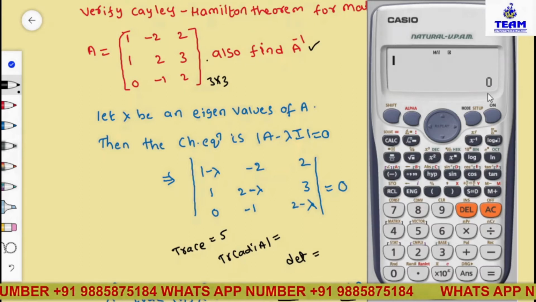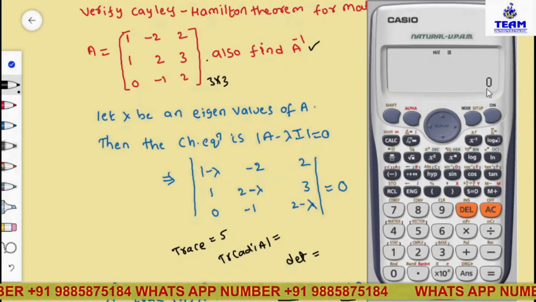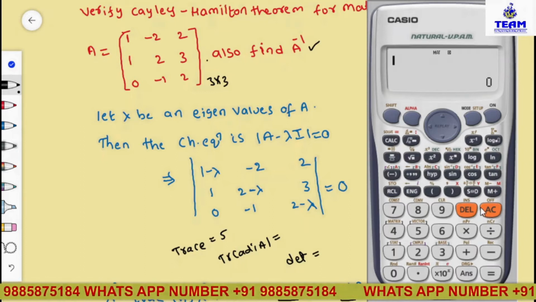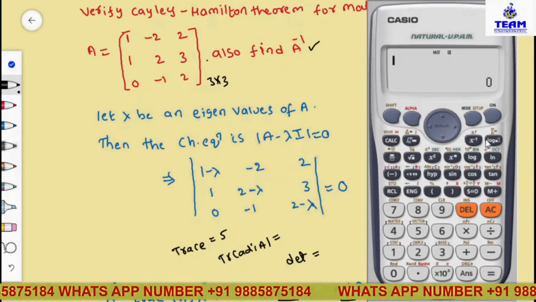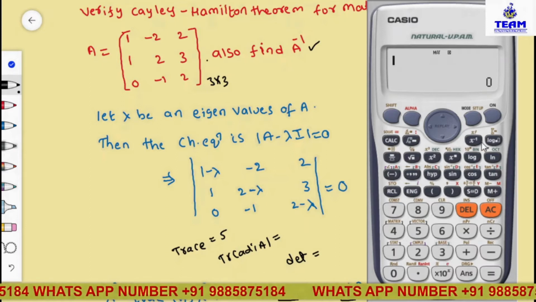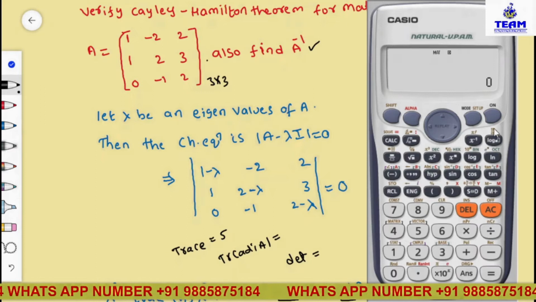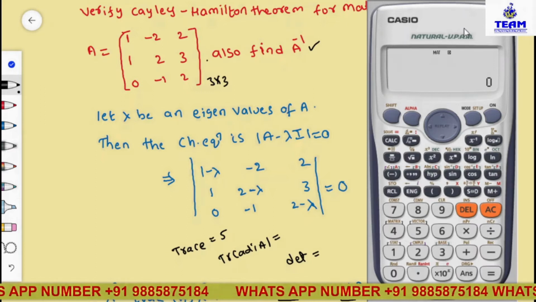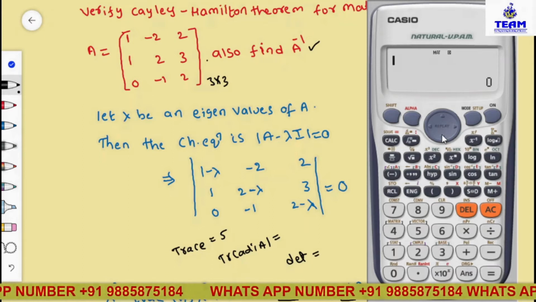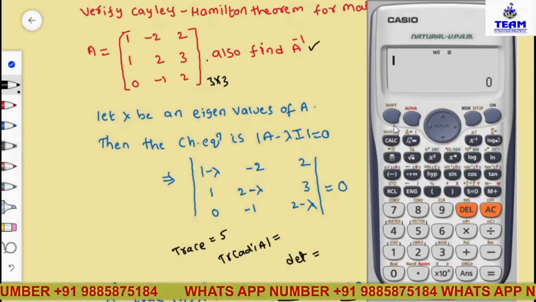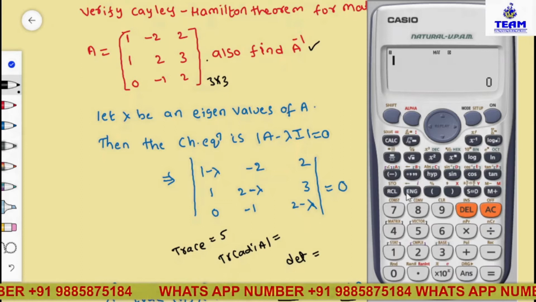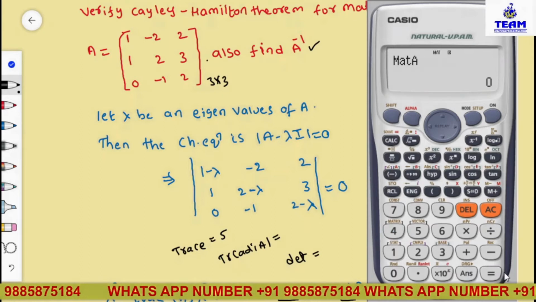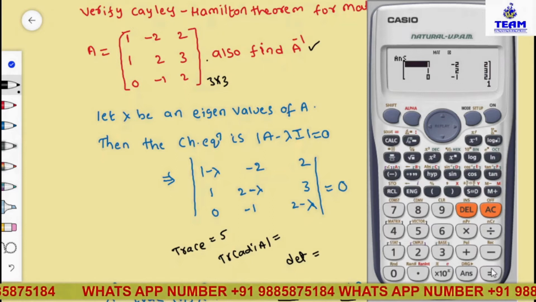Now AC is showing 0. Don't feel like it is erased. Actually AC is nothing but all clear. Just like in our system, if you want to close the window, you press the cross mark, but if you want to minimize, you press the minus button. Like the minus button only, you press here. Now the matrix is already there. If you want, you can check with shift 4. Mat A, is it there or not? You see, press mat A, 3, equals. Yes, you have mat A.